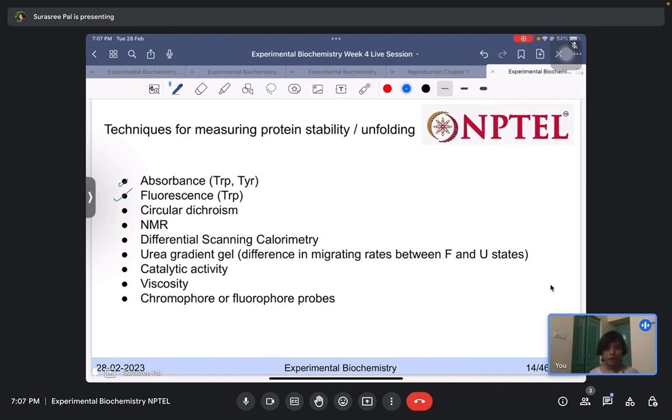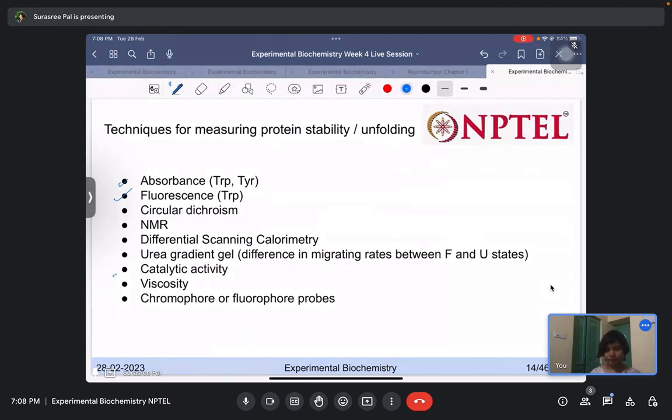Now circular dichroism is also another technique which is used for measuring protein unfolding, and we can also measure the melting temperature of the protein. We will see later on. NMR, differential scanning calorimetry, urea gradient gels. So these are gels where there will be a difference in the migrating rates between the folded and the unfolded states.